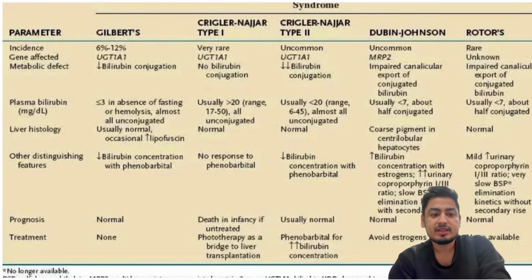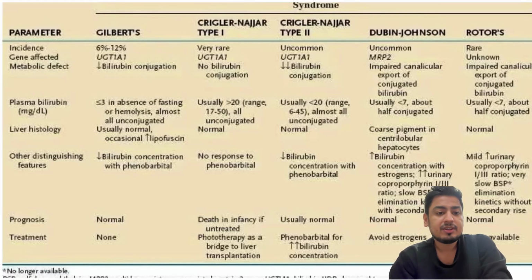Occasionally, there is an increase in the lipofuscin stain. In Crigler-Najjar 1 and 2, it would be normal. While the differentiating feature in Dubin-Johnson is that on histology, we can find coarse pigment in centrilobular hepatocytes, and a black tarry liver on gross examination would be seen. While in Rotor, again, it would be normal.